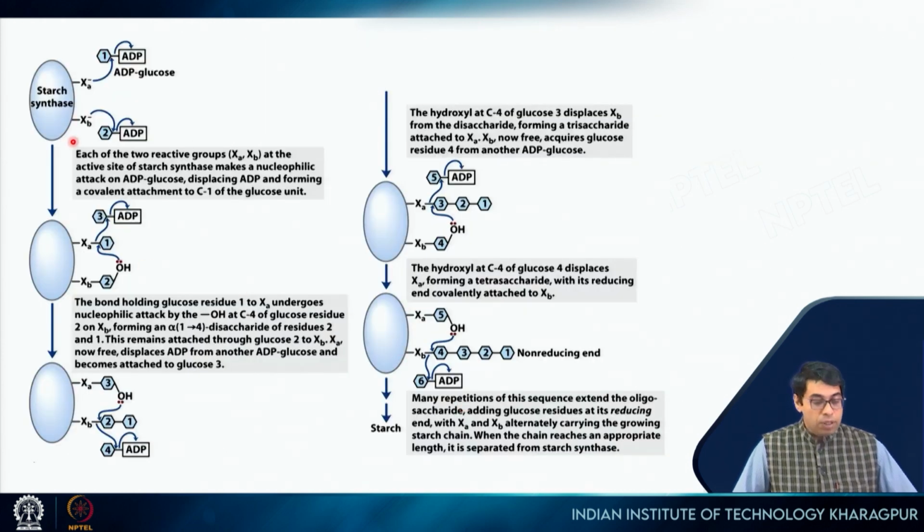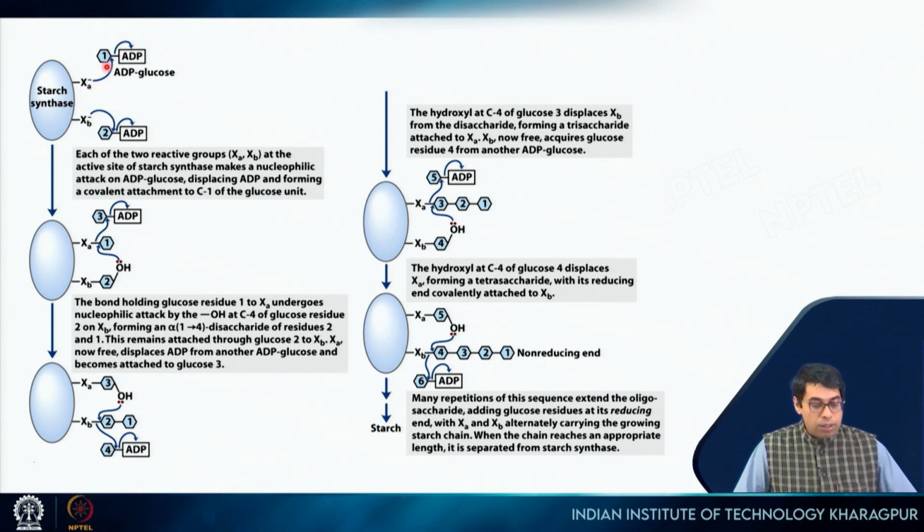So, the synthesis of this sugar molecule is done by this enzyme starch synthase, and it turns out that it has two sites where the reaction happens, and the sugar molecule is activated as ADP-glucose. So, this is your glucose, a 6 carbon sugar, and to it ADP is added, which is a very good leaving group, right. So, each of the two reactive groups XA and XB at the site of the starch synthase makes a nucleophilic attack on the ADP-glucose. So, it displaces the ADP, forming a covalent linkage attachment to the C1 of the glucose subunit.